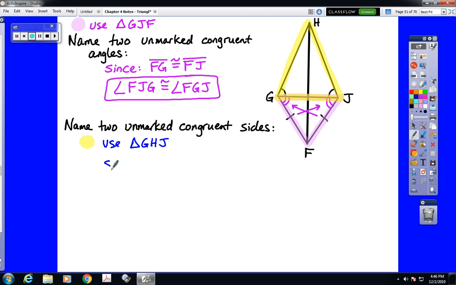Now, in that triangle, angle HGJ, that's this angle, is marked as being congruent to angle HJG. That's this angle over here. That means that by the converse of the Isosceles Triangle Theorem, the sides opposite those angles must be congruent, which means we can state that HJ, which you could also call JH, is congruent to HG.